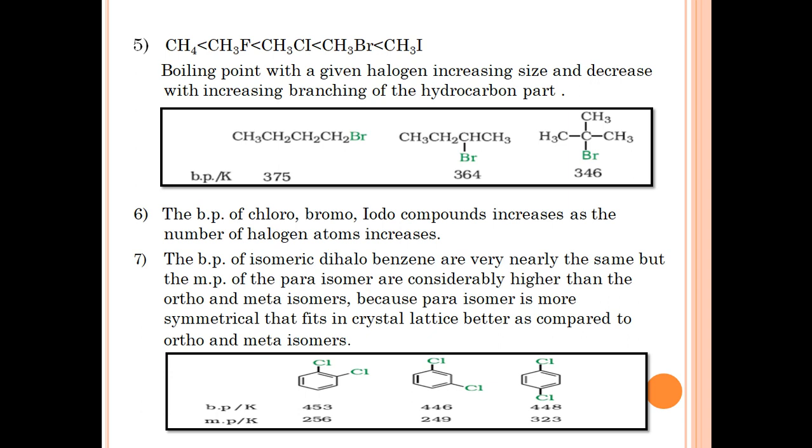It is quite high in comparison to 1,3-dichlorobenzene. So this way we can conclude the symmetrical molecule has a higher melting point than the unsymmetrical molecule. That is the reason the ortho and meta isomers have a lower melting point in comparison to the para isomer.